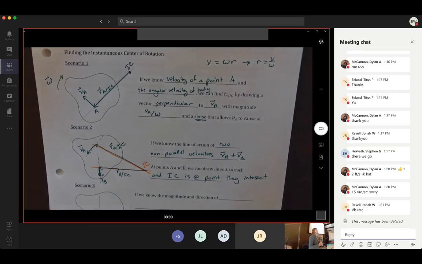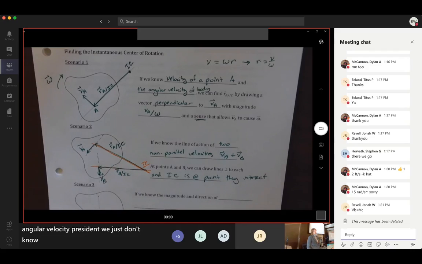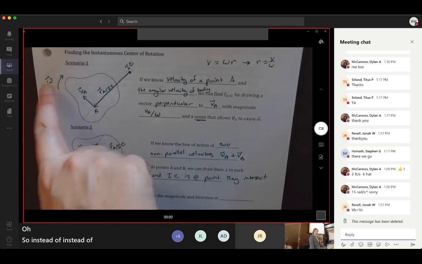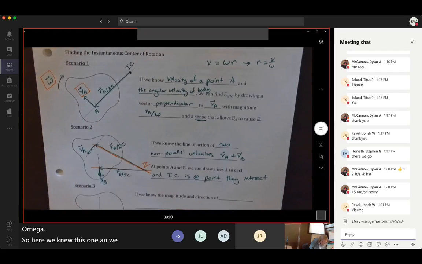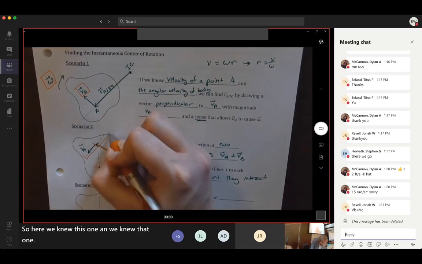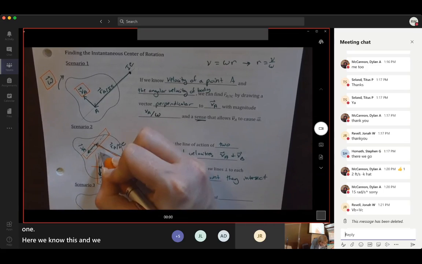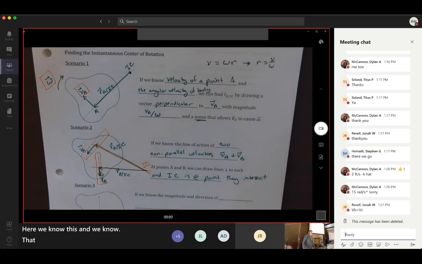So there's no angular velocity present? There is angular velocity present, we just don't know what it is. So instead of knowing VA and omega, so here we knew this one and we knew that one. Here we know this and we know that. I was just saying what we were given. So we weren't given any information about our angular velocity here, just velocity or directions of velocities of two points.